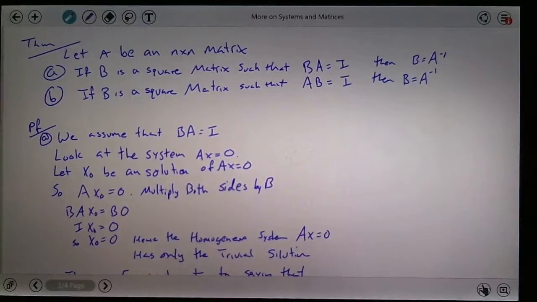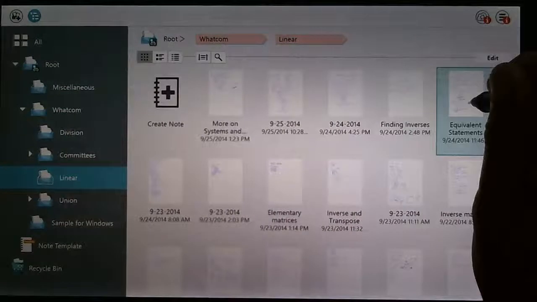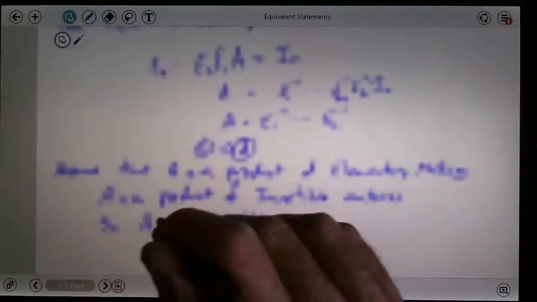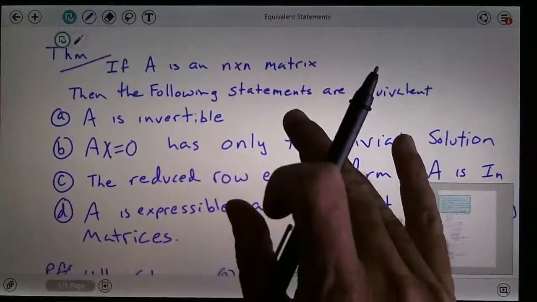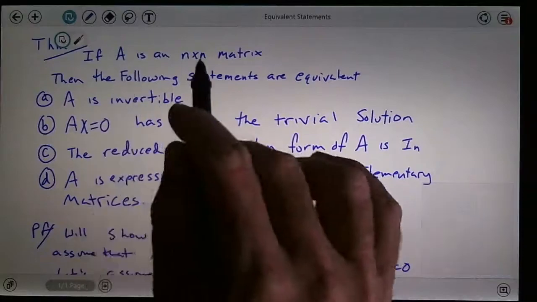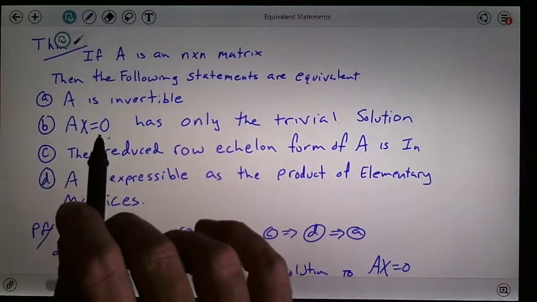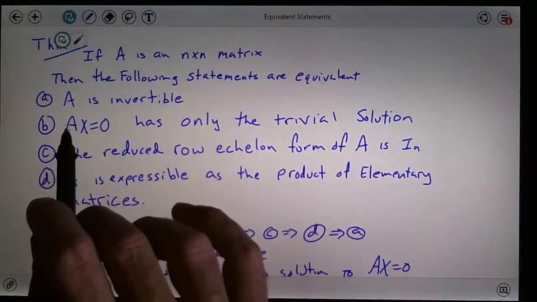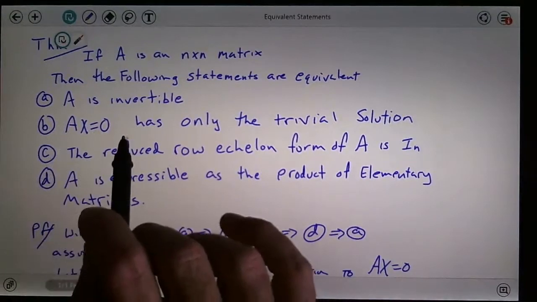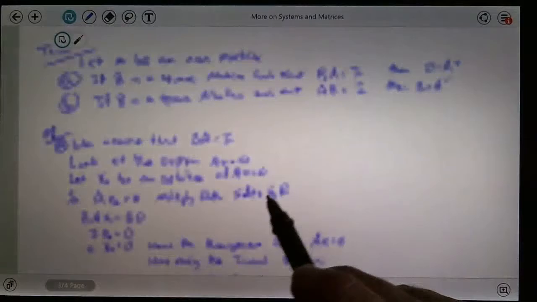So to prove that, we're going to use the theorem that we had. In fact, I'm going to go back here and just remind you of it, the equivalent statements. That theorem that we had was, for an n by n matrix A, the following are equivalent. In particular, A is invertible and AX equals 0 has only the trivial solution. So if the homogeneous system, with the matrix A being the coefficient matrix, has only the trivial solution, then A is invertible, and vice versa. Okay? So we're going to use that to do this.